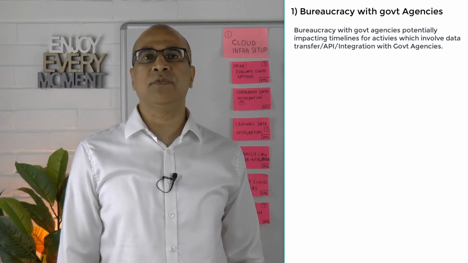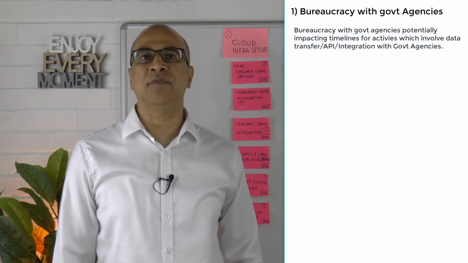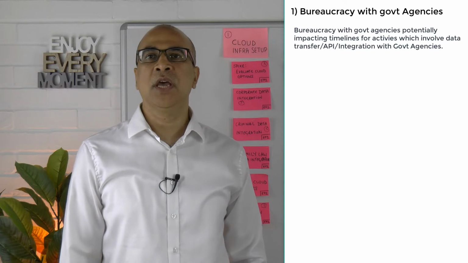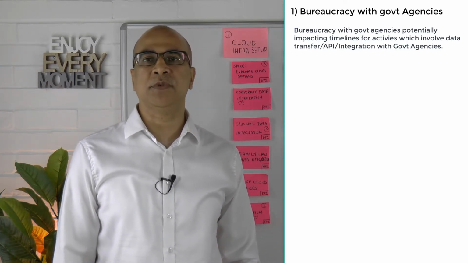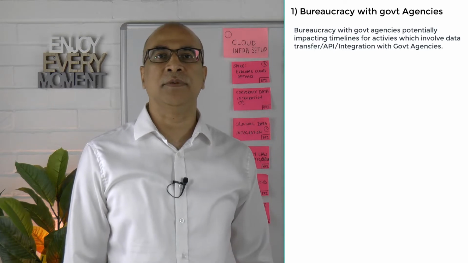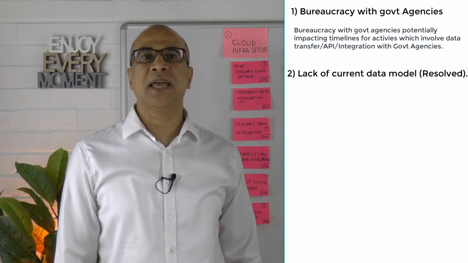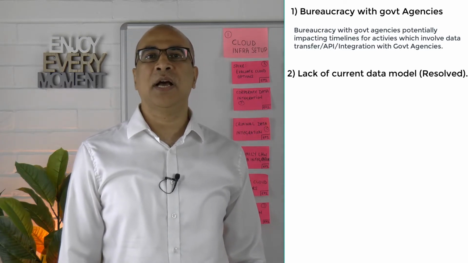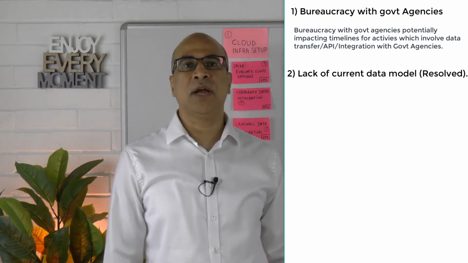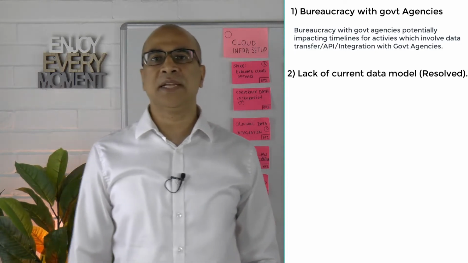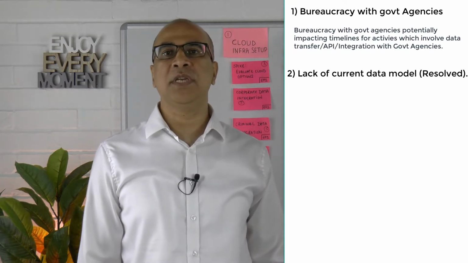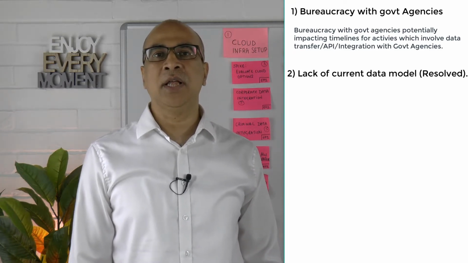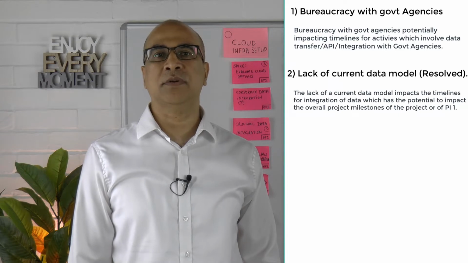So over here, we've got a statement that says bureaucracy with government agencies potentially impacts timelines for activities which involve data transfer, etc. And then you can even make it more specific and talk about the features that are impacted. The next one is potentially a lack of current data models. Again, that's nice information to have, but we need to be a little bit clearer in terms of what the impact of that's going to be.